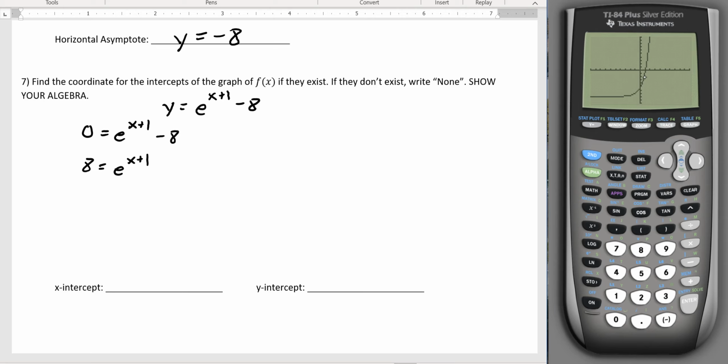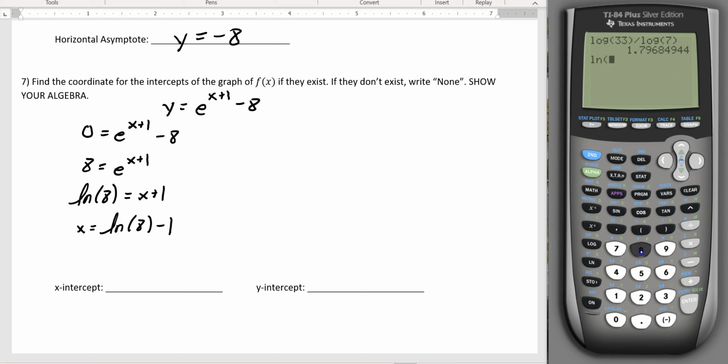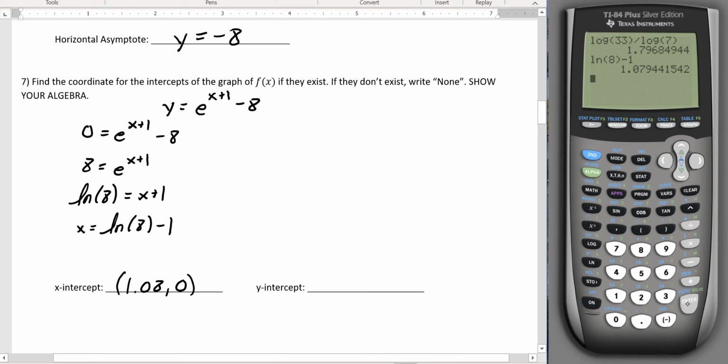And now I'm solving for a variable in my exponent. I need to convert this to a logarithm. So this would be the natural log of 8 equals x plus 1, which means that x would equal the natural log of 8 minus 1. I can do that in my calculator. So I'll do the natural log of 8 minus 1, and I'll hit enter. 1.08. So my x-intercept here would be 1.08, comma 0.